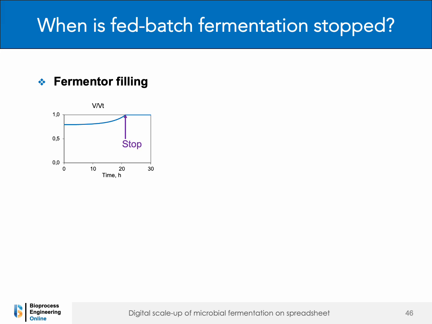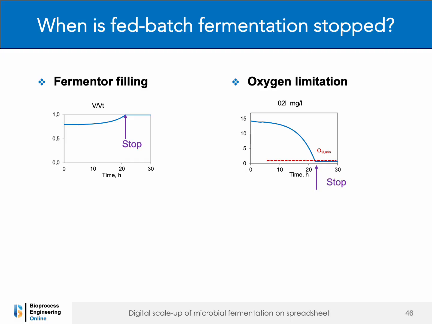From the simulation curves, you can also determine when the fed batch fermentation should be stopped. A fed batch process operated at constant glucose concentration is terminated when one of the following conditions is reached. Maximum working volume. The fermenter is filled. That is, the volume fraction V over VT reaches 1. Oxygen limitation. The dissolved oxygen concentration, O2L, drops to its minimum allowable value. The fermentation is stopped as soon as the first of these limits is encountered.